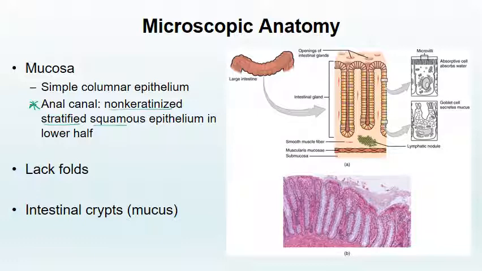We do lack the folds that we see in the small intestine, so we're not doing any more absorbing here, and we don't really need those folds. We do maintain, however, intestinal crypts that are primarily for mucus production. So not really a ton to talk about in terms of microscopic anatomy of our large intestine, because it's primarily just absorbing and compacting our residue.